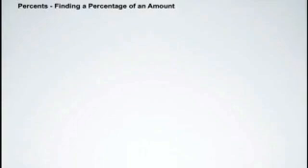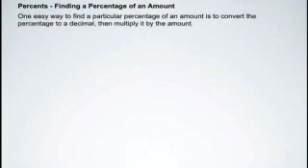So now we are going to move from just doing conversions to actually doing some calculations with percent. The first type of calculation we're going to look at is how to find a percentage of an amount. The easiest way to do this is, whenever you have a percent, convert it to a decimal by dividing by 100 and then multiply it to find the percentage.